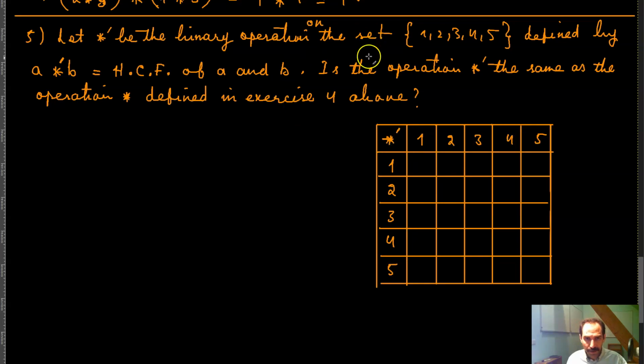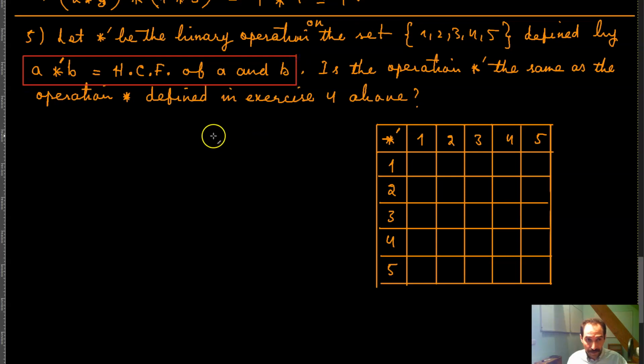And well, basically A star prime B is the same thing as the HCF of A and B. That is the rule that we have here. So what that means is that the HCF means the highest common factor. The highest common factor.